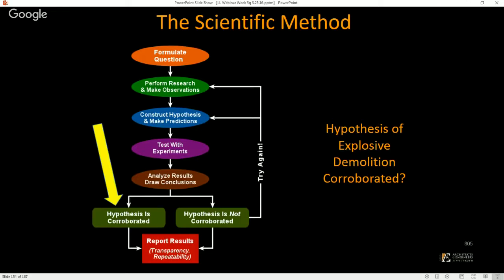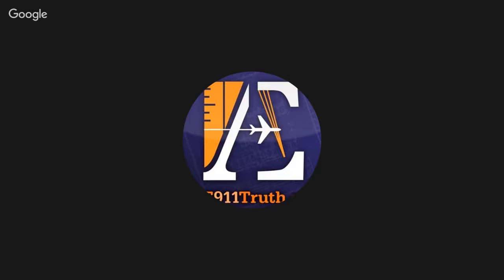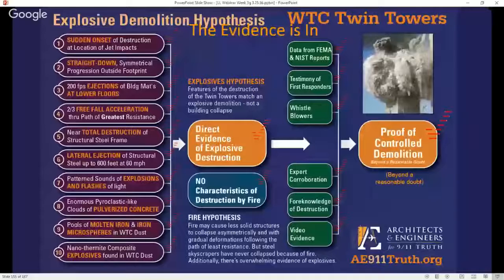Have we shown so far in this first part of our two-part World Trade Center Towers webinar at least half the elements, in this first part, of direct evidence of explosive destruction? Can fire create any one of these features, let alone all 10 of them? Do we have additional supporting corroborative evidence that we'll be showing next week as well? Whistleblowers, experts' corroboration, foreknowledge of the destruction. Is this proof of controlled demolition so far to you? Proof beyond a reasonable doubt?